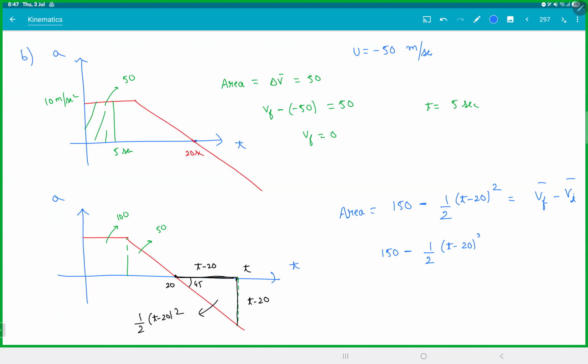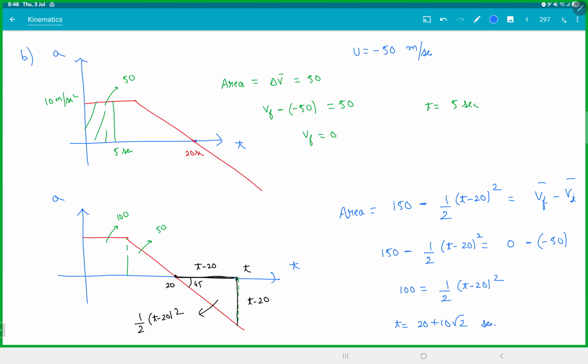If V final is 0 and V initial is minus of minus 50, it will come this side. This will be 100, half into t minus 20 square. So that will be 200. So t is equal to 20 plus 10 root 2. This is the second time when it comes to rest.